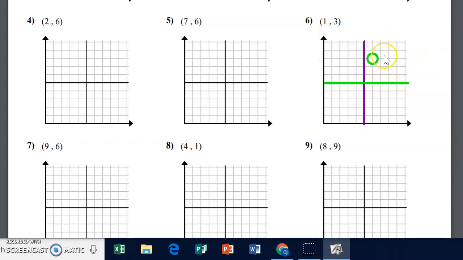That would be our ordered pair: the x-axis is 1 and the y-axis is 3.